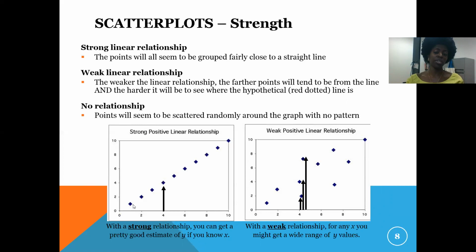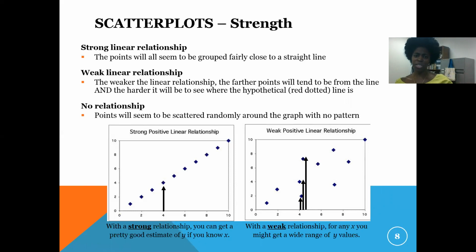This one is a pretty head-on, dead-on relationship, because as one increases, the other increases exactly the same amount. So that's a very strong relationship. We can see weak relationships in the second plot here. Now, the weaker the linear relationship, the farther apart the points will tend to be from the line, and harder it will be to see where that hypothetical dotted line is that I've been drawing.